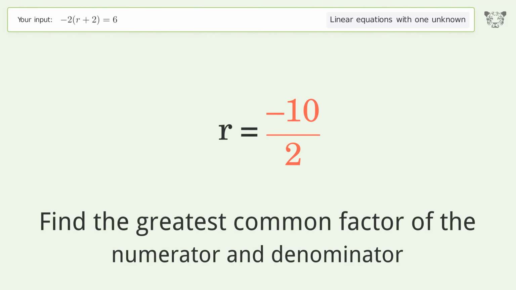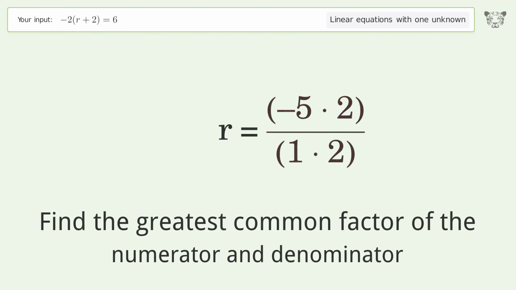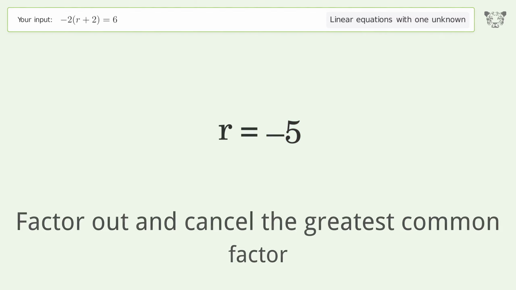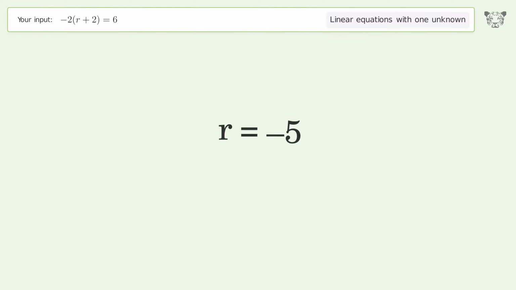Find the greatest common factor of the numerator and denominator. Factor out and cancel the greatest common factor. And so the final result is r equals -5.